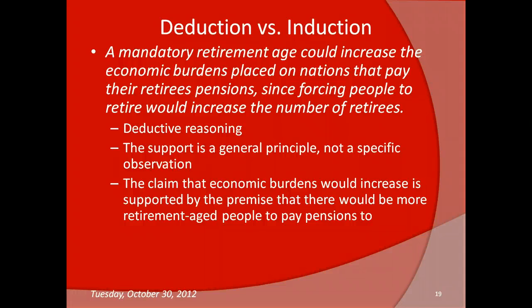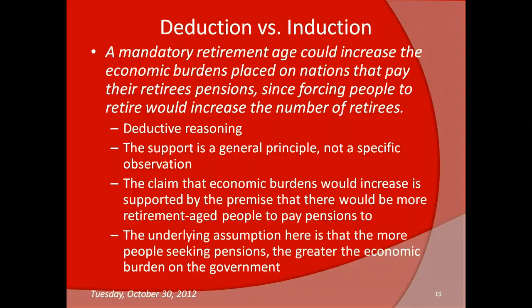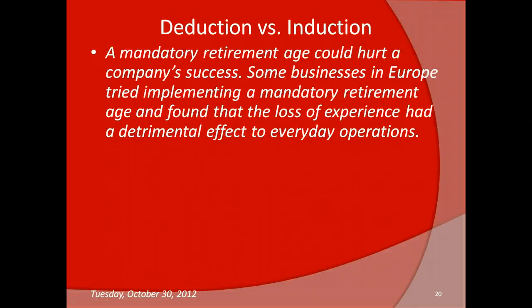observation. The claim that economic burdens would increase is supported by the premise that there would be more retirement-aged people to pay pensions to. The underlying assumption, of course, is that more people seeking pensions leads to greater economic burden on the government because the government is paying those pensions. That doesn't need to be stated, but that's just the underlying warrant. Let's try a last one here.